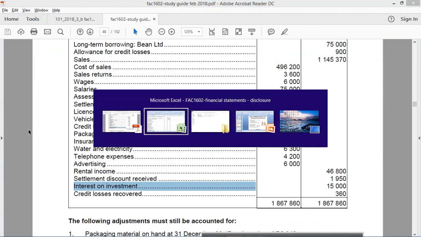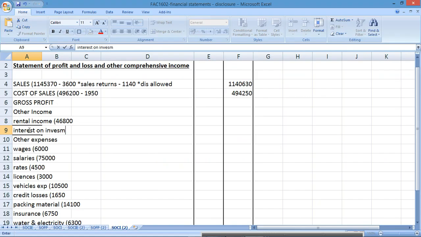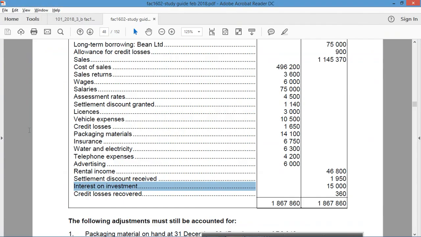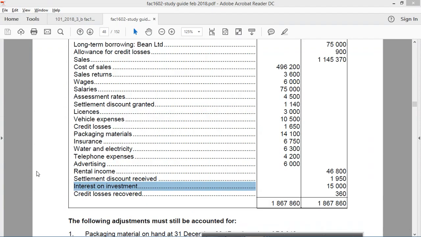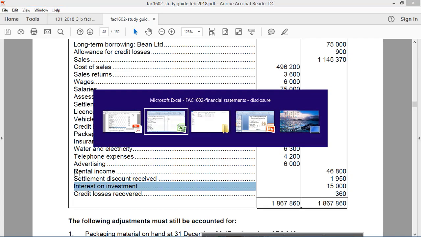Interest on investments. How much? 15,000. And what is credit losses recovered? Income. Correct. 360.